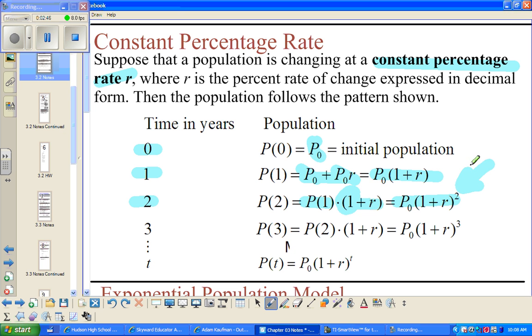Notice it's the same formula, just 1 plus R is raised to the second power since we're at year number 2. And then the same thing is true in the third year. You take the second year's total times that same 1 plus R to get your new population. And after following that pattern, quite quickly you see after T years, you take the initial population times 1 plus the rate raised to whatever year you're looking at.